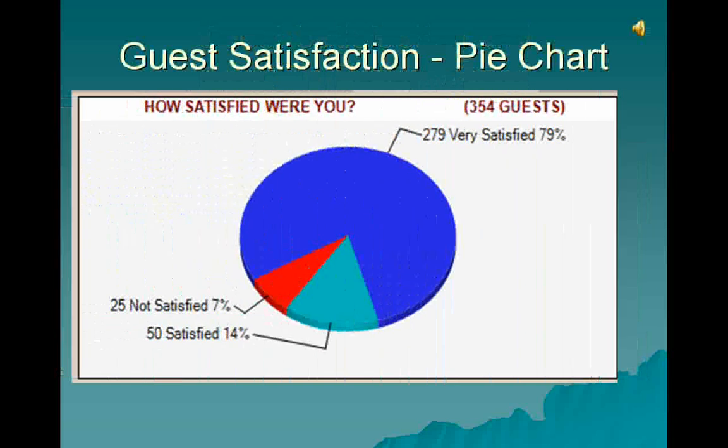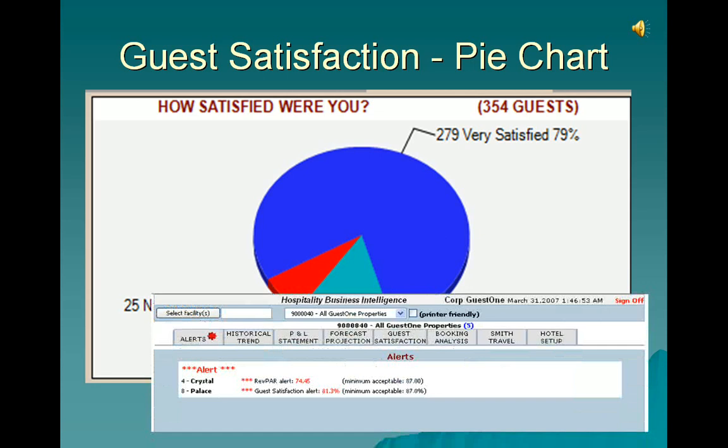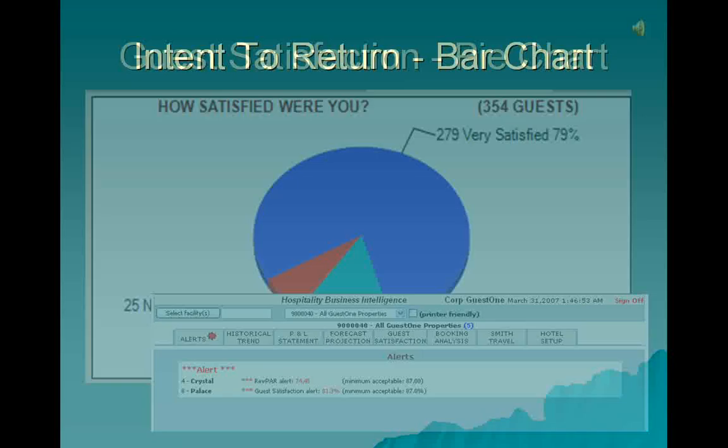The Guest Satisfaction Pie Chart provides a graphical representation of the total number of guest responses as well as the total number of guests that were very satisfied, satisfied, and not satisfied. This information is critical to monitoring and improving a resort's guest satisfaction index. A hotel manager or executive can configure an alert to identify resorts that fall below a particular guest satisfaction index.